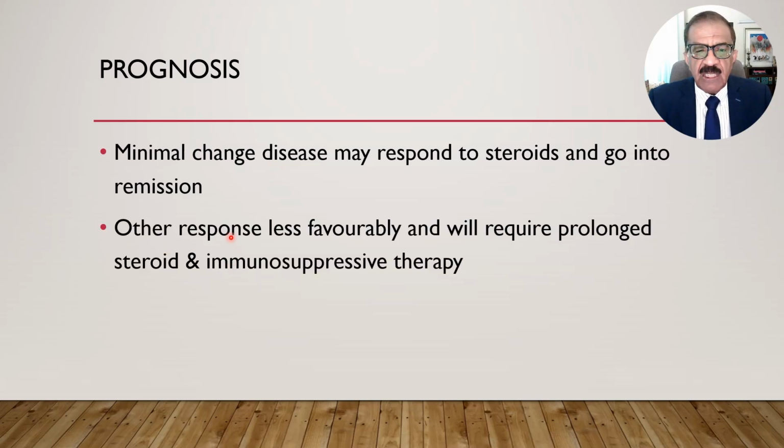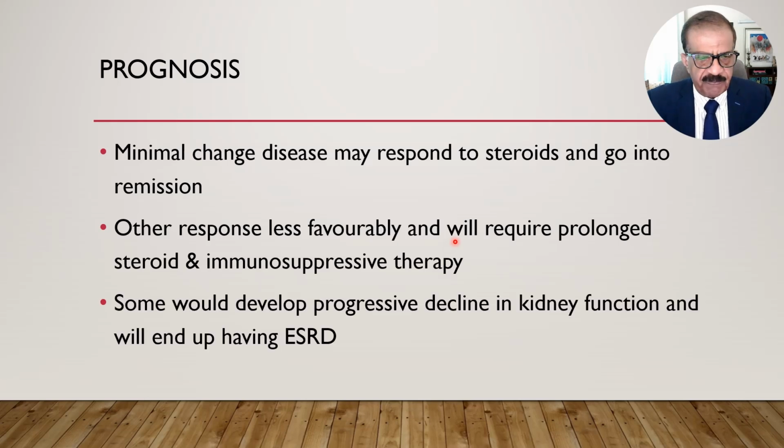Others may not respond to steroids and other immunosuppressant therapy, and they may go on to develop kidney failure rapidly over a period of months to years. And some would develop severe disease, some would have a smoldering disease, others would develop progressive disease ending up in end-stage renal disease and requiring some kind of renal replacement therapy.